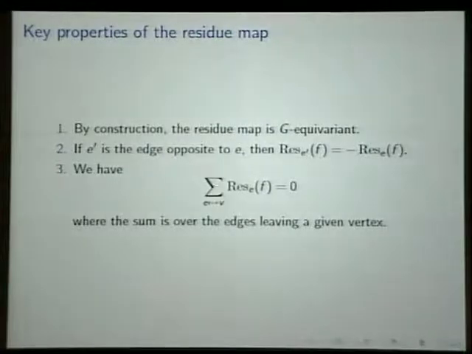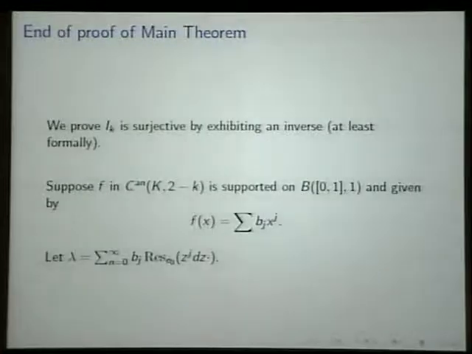I'm not going to say anything about how you prove it, but it's a standard result from one-dimensional rigid analysis that if you have one of these domains in P1, the sum of the residues around these boundary annuli is always 0, for a one form. So using these residues, we are going to construct an inverse map.